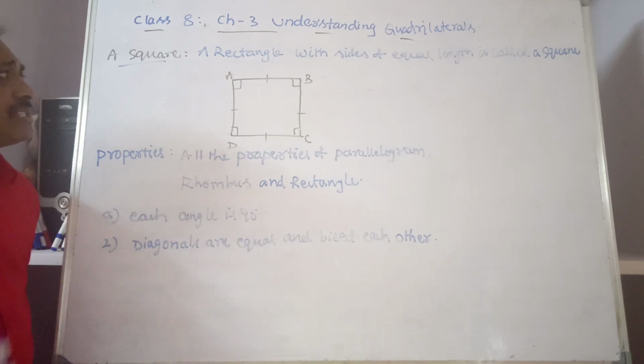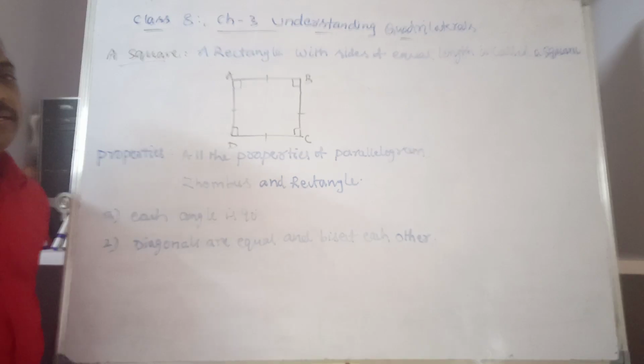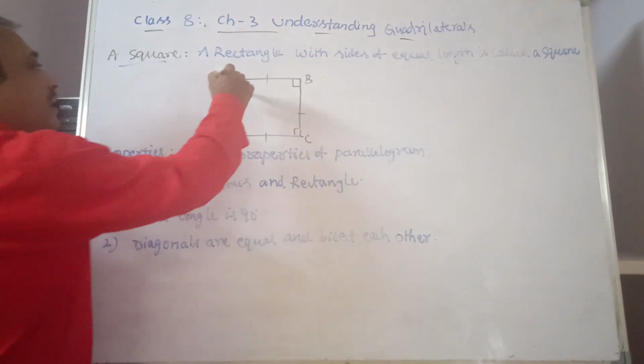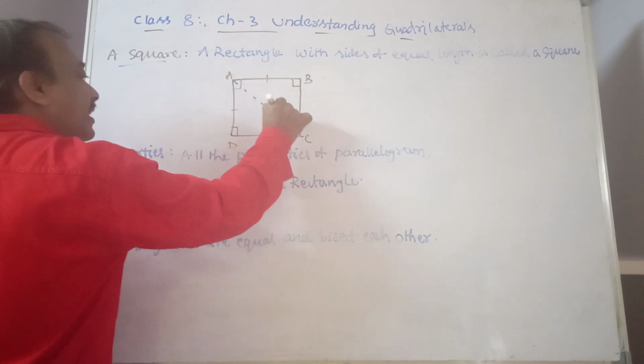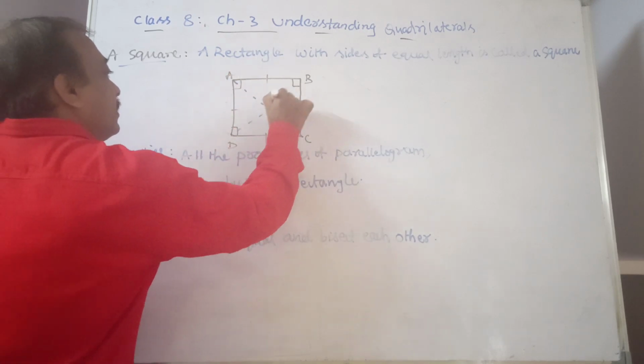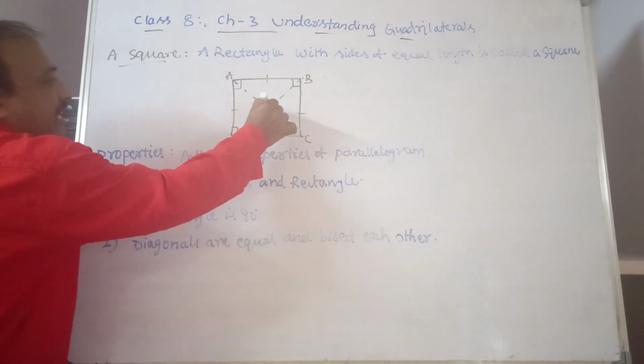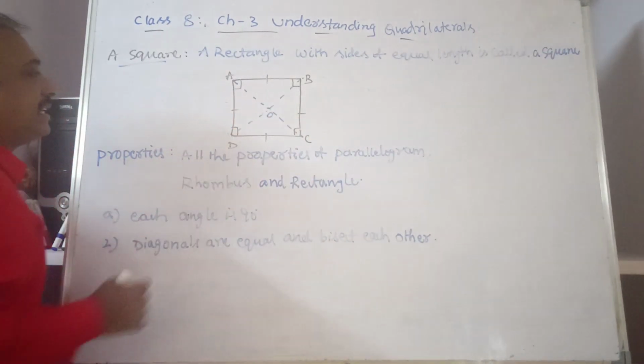So this is about a square. How do you define a square? A rectangle with sides of equal length is called a square. So all the properties are applicable. Parallelogram properties, rectangle properties, rhombus properties are applicable to the square. So diagonals are also equal. These diagonals are equal in length as it is a rectangle. This is the point of intersection.